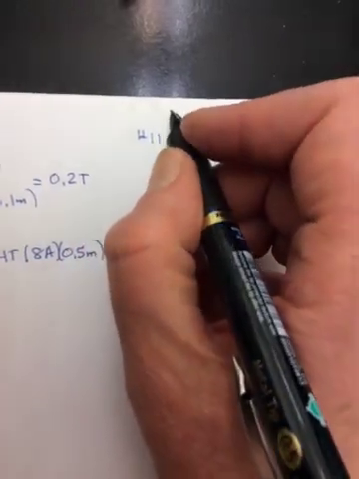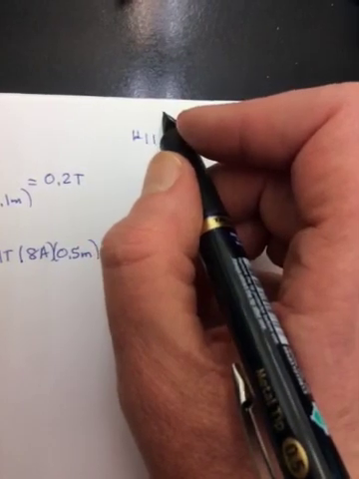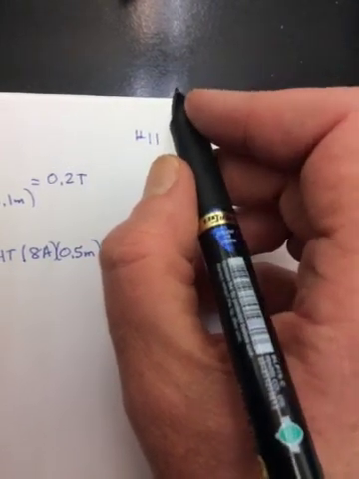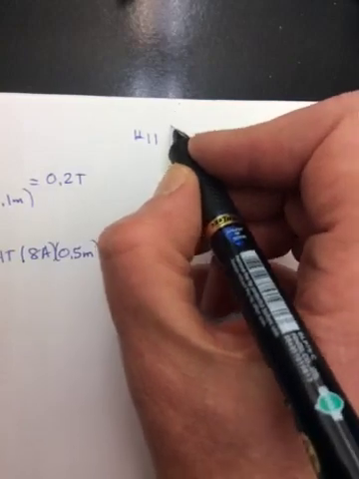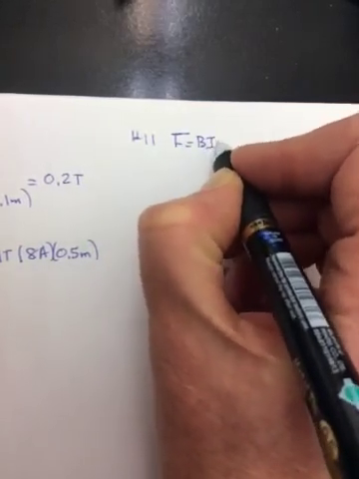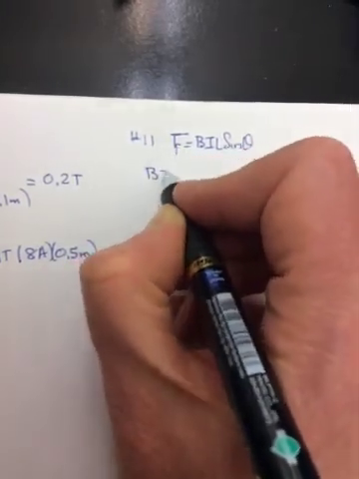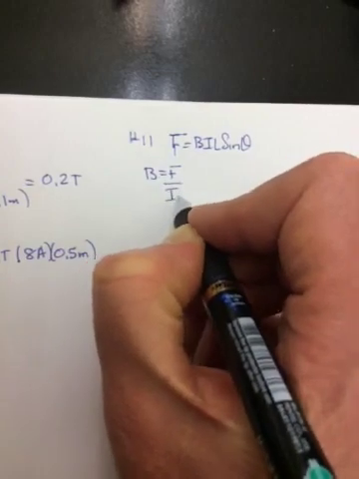A wire 75 centimeters long carries a current of 6 amps at right angles to a uniform magnetic field. The magnitude of the force acting on the wire is 0.6 newtons. What is the strength of the field? So again, F equals BIL sine theta. So again, B equals F over IL.